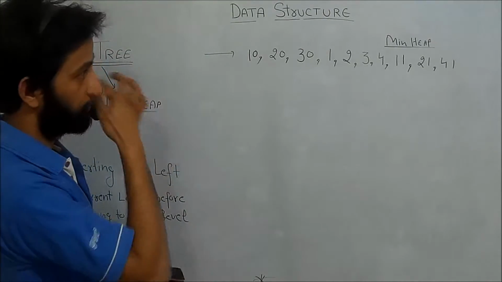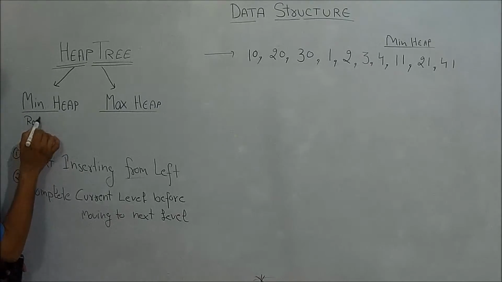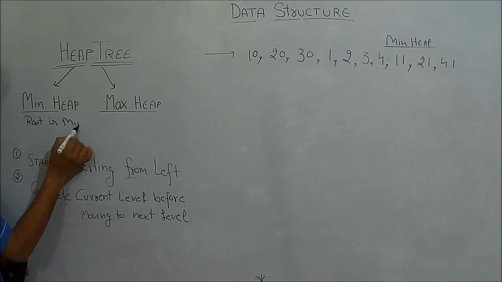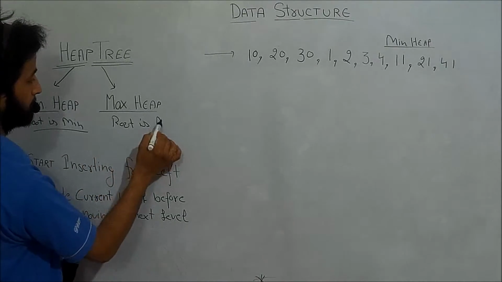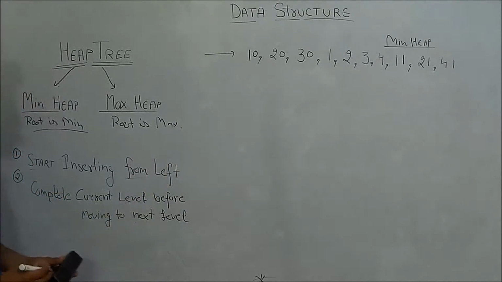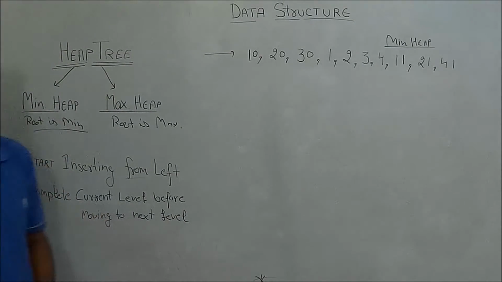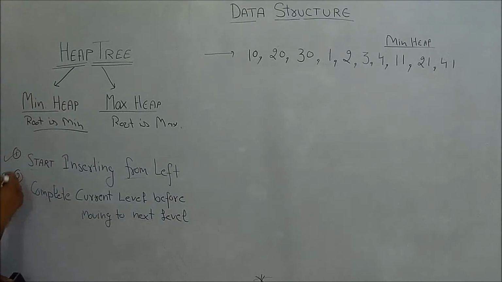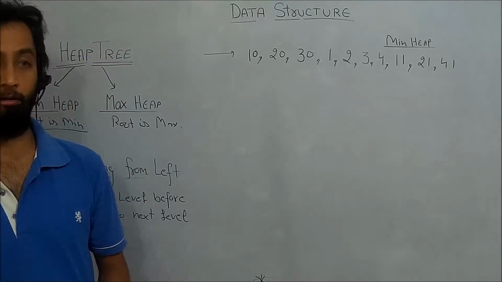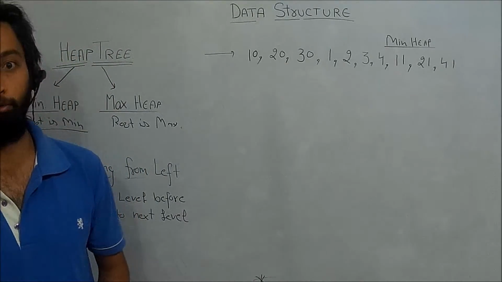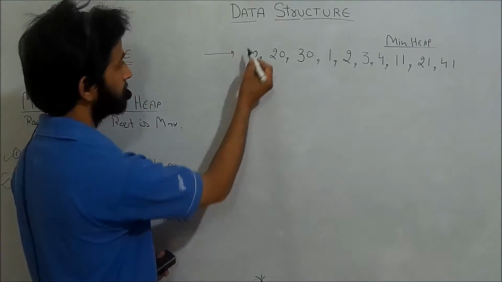Okay. So before creating min heap, I want to revise that in case of min heap, the root element is always minimum, and in case of max heap, the root is always maximum. And before constructing, the first point is always start inserting elements from the left side, and before going into level 2 we have to complete the previous level. Before going to level 1, level 0 must be complete, and before going into level 2, level 1 should be complete.